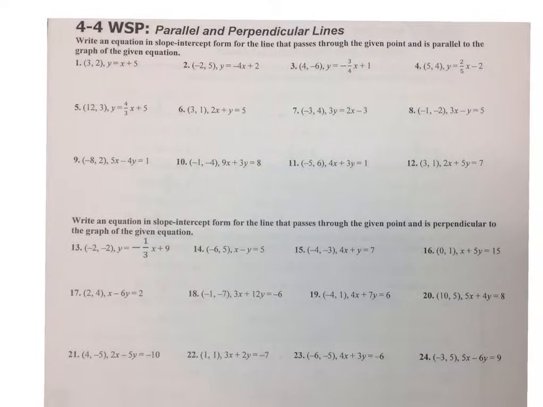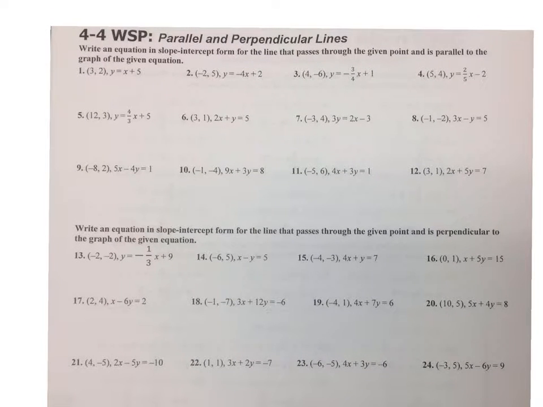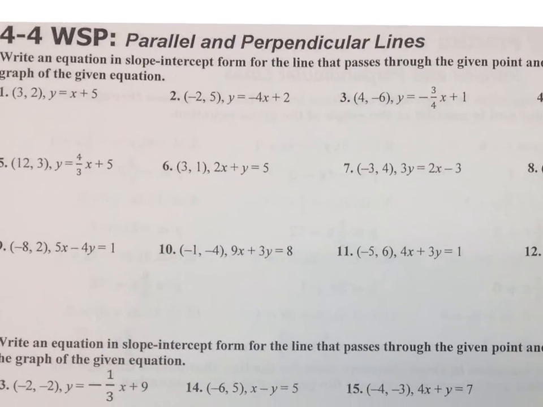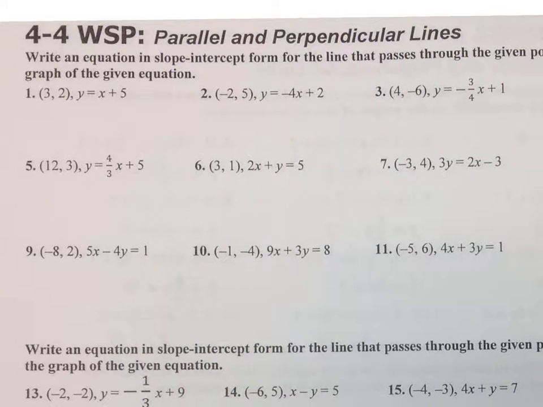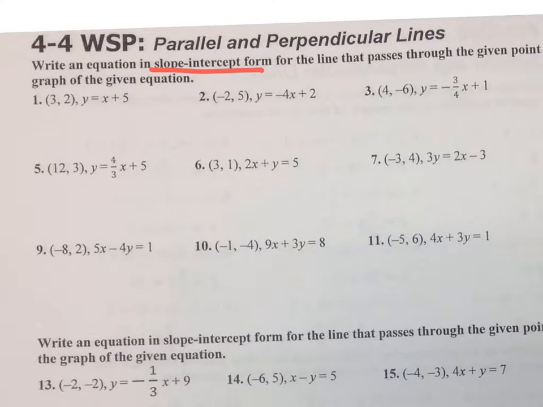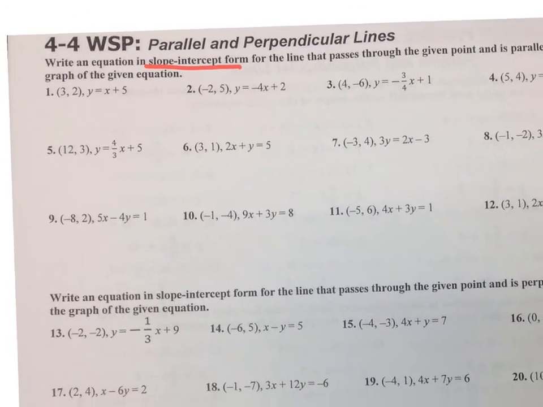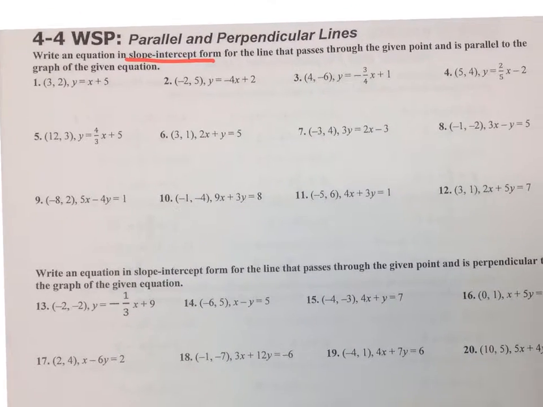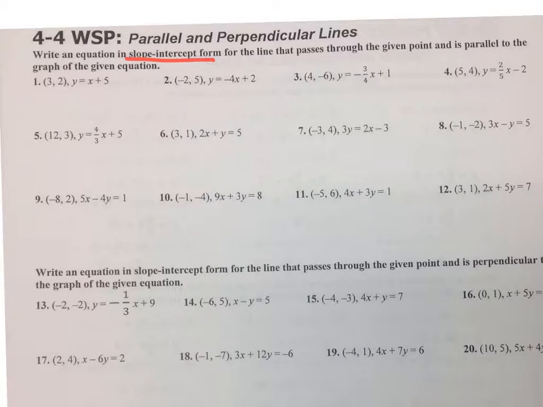So let's start with number 2. You guys can go back to number 1. It says write an equation in slope-intercept form. So what is slope-intercept form? It's y equals mx plus b. So you want to write an equation in slope-intercept form. Okay? And the line passes through the given point and is parallel to the graph of the given equation.